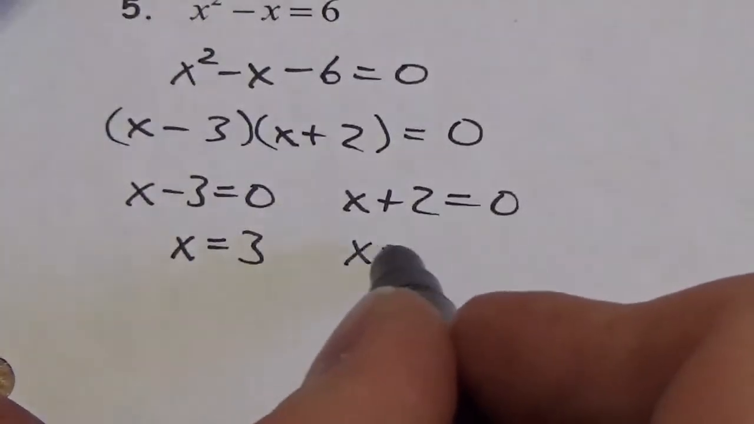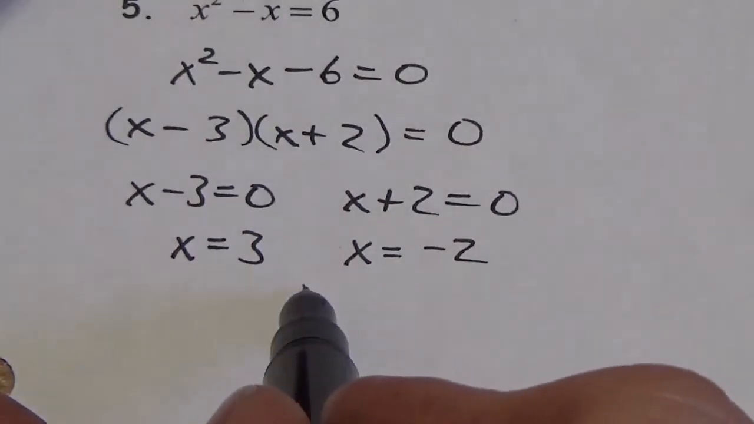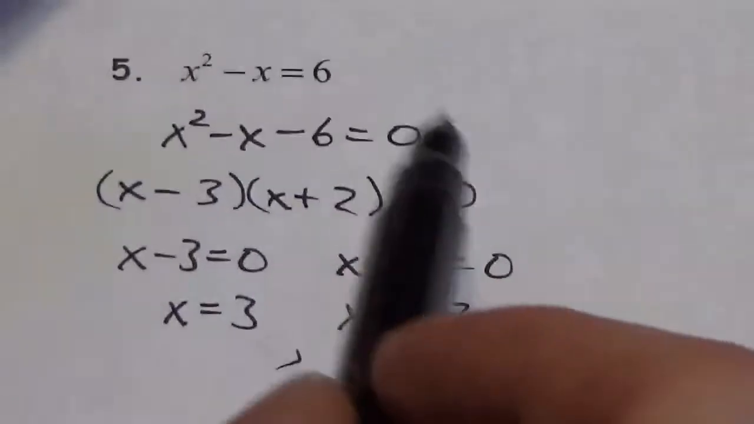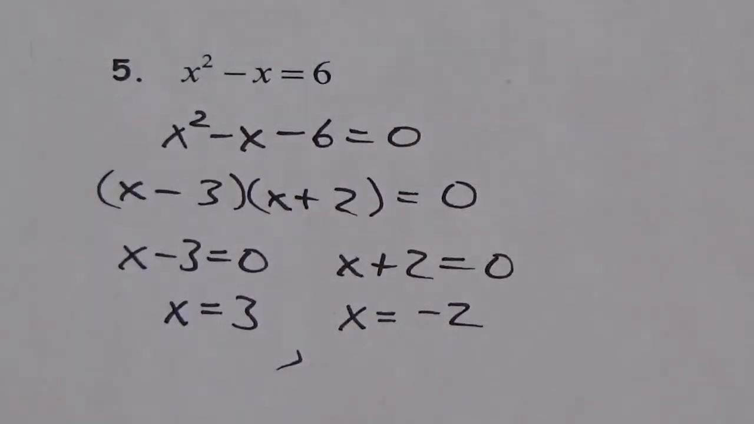And I do the same thing over here. If I bring that 2 over, I'm going to get negative 2. So either one of these would be a possible solution for this quadratic. So we're seeing that we can get two solutions here with a quadratic.